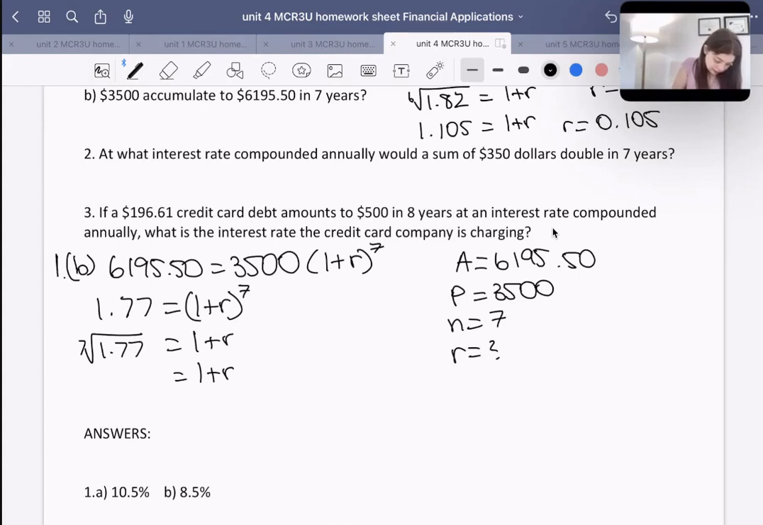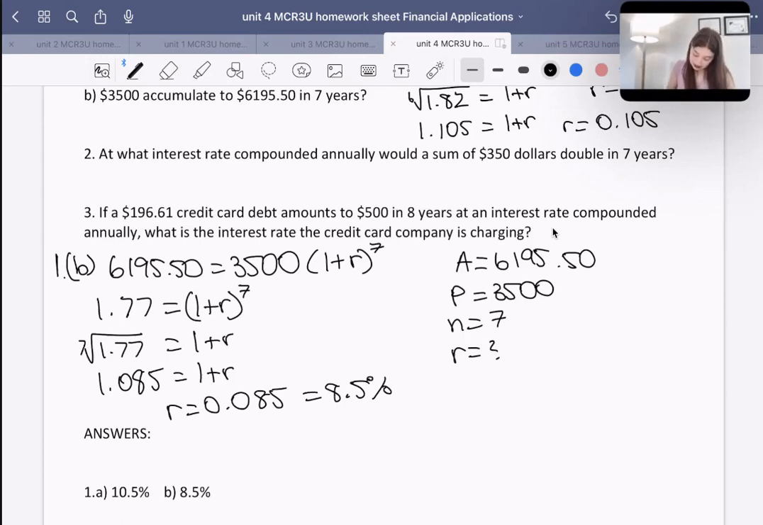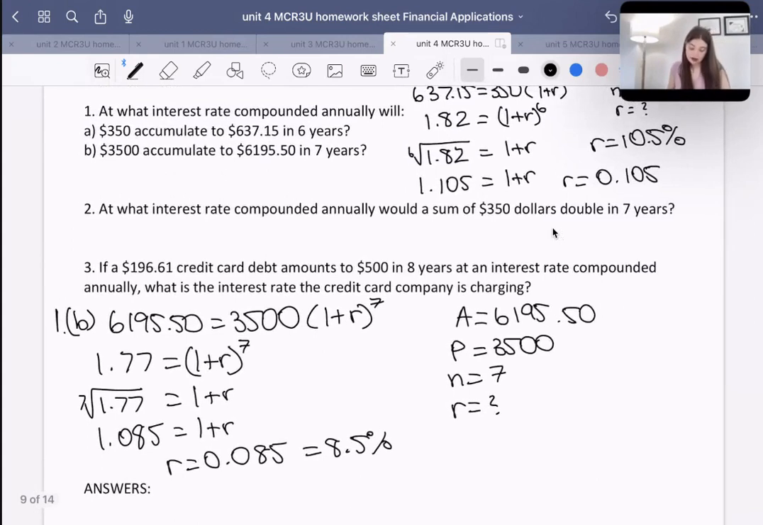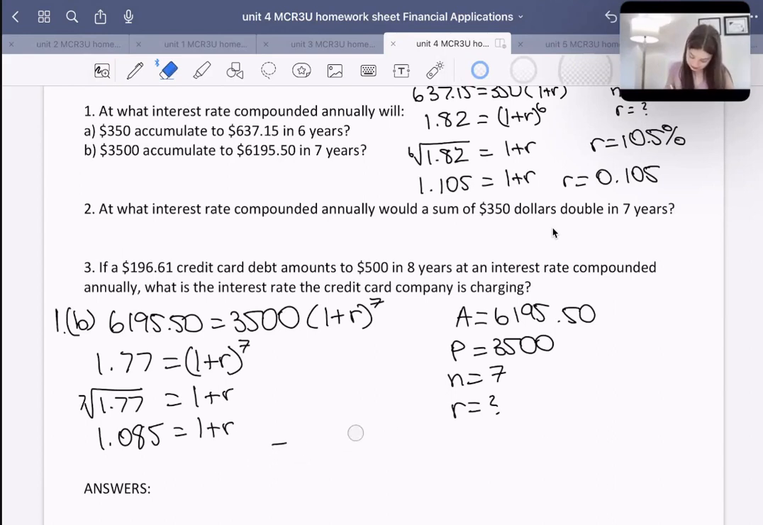7 second function power of 1.77, and that is going to be 1.085. So that means that the rate is 0.085 or 8.5%, and that is what the answer tells us it should be. All right, well, that's it for question 1A and B. Let's do question 2 and 3 next, and then we'll be done for the day.